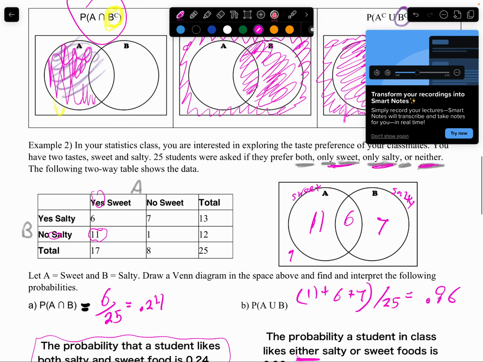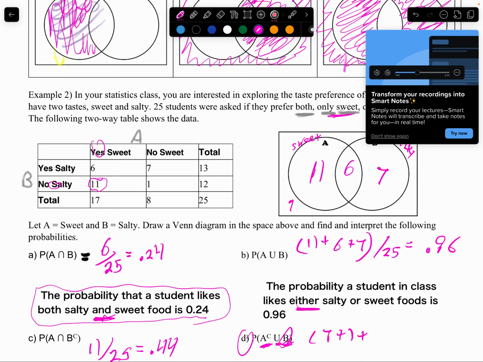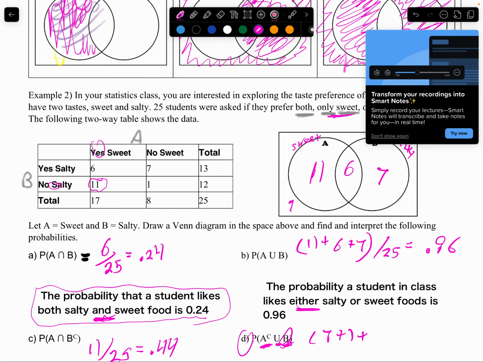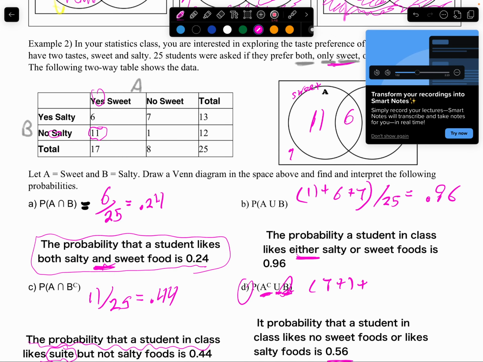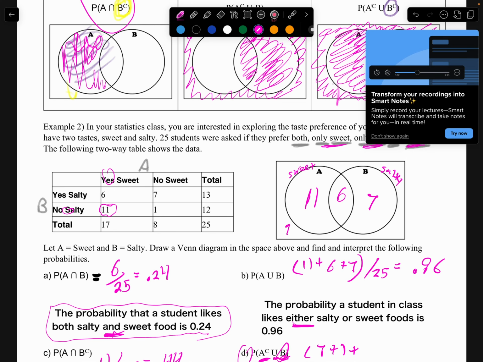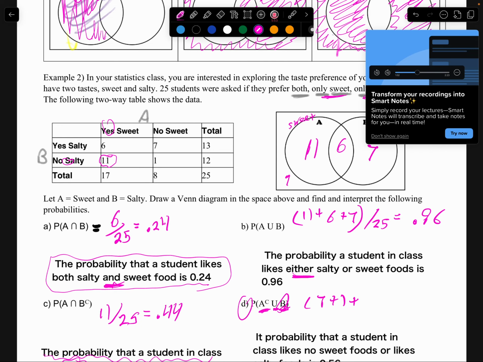So B has, B has 6, right? Does B have 6? Is that right? 7 plus 1. I'm on D, right? Yeah, so we have 6. And then we divide that by 25, and we get 0.56, I think. Okay?